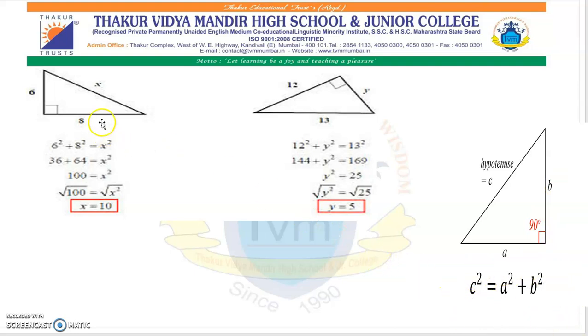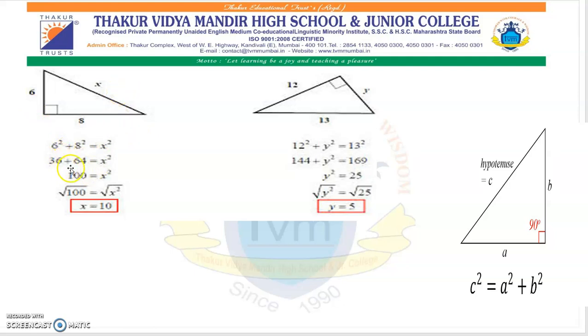We are going to use this in our figures given here. Right angle triangles are there. Here one side is missing. Suppose perpendicular is given 6, base is given 8. Here hypotenuse x is missing. So we will use our Pythagoras theorem here. Side 1 square plus side 2 square equal to hypotenuse square.